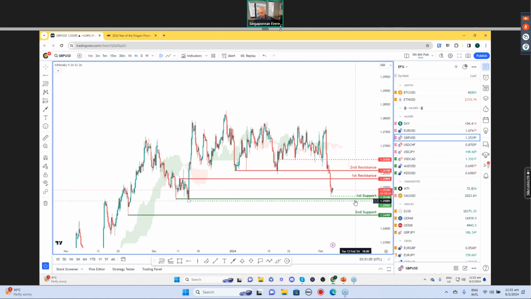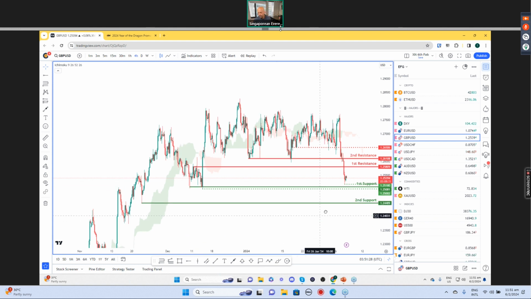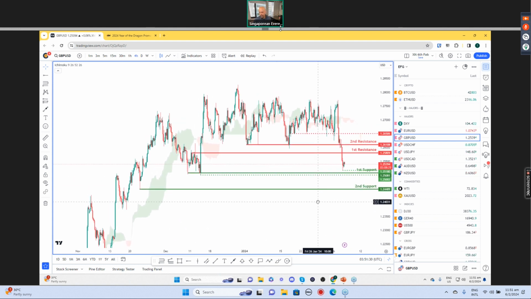So similarly, should price break below this first support at 1.2508 and continue to drop lower, and because we know the second support is at 1.2450, we should at least be looking at about 10 pips above this level here, the support level here, to identify a potential take profit. All right. Okay, so that's what I have for today.